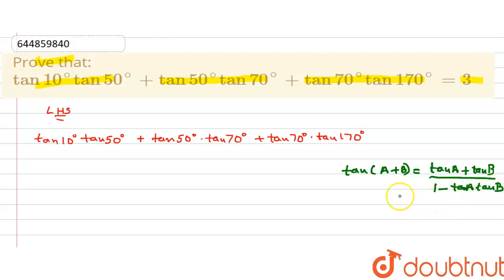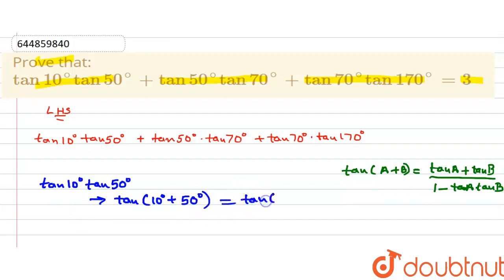Now, using this formula, we can solve this equation. Let us take the first part. If I take the first term, my first term is tan 10 degree into tan 50 degree. To solve this, we can take tan of 10 degree plus 50 degree, which is equal to tan 60. We know this. We'll solve each part separately and then we will aggregate it. We are solving this part.